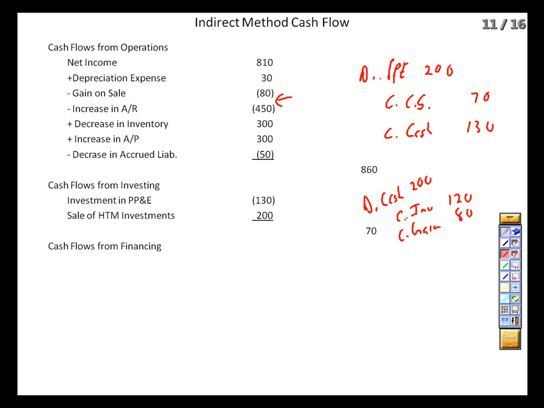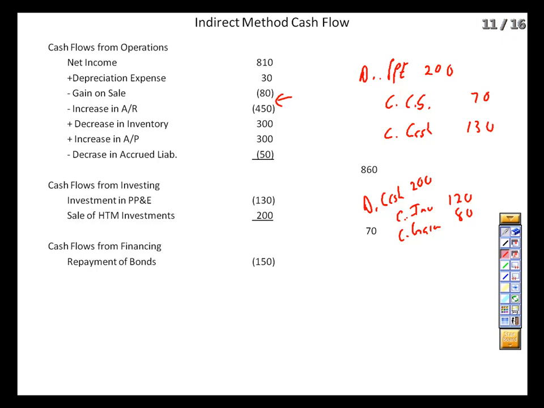Our last section is financing. And let's see what we did from a financing standpoint. Let's see, our bonds payable went down. How does that happen? By paying it off, of course. So it looks like we wrote a check for $150, and there's a financing cash outflow.